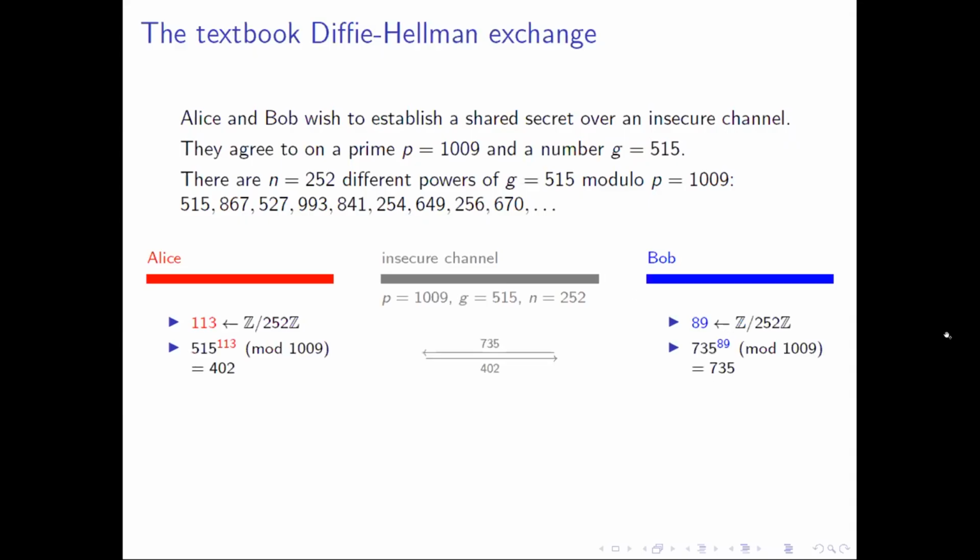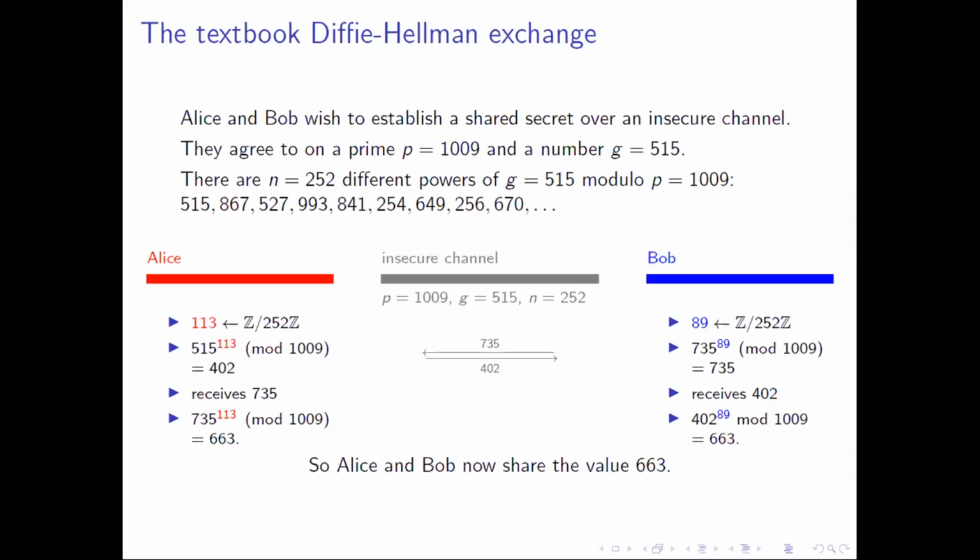They both compute the appropriate powers of the number 515, and they send it to each other over the insecure channel. Of course, they receive the corresponding values of the other person, and then they take the numbers that they received, take their own power, and magically they get the same answer, 663. So after this back and forth, Alice and Bob now share the value 663. This is the very basic way.